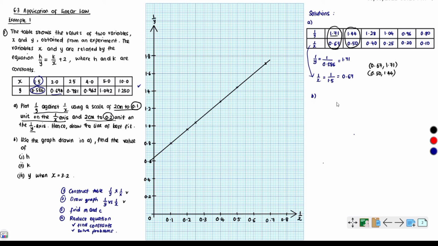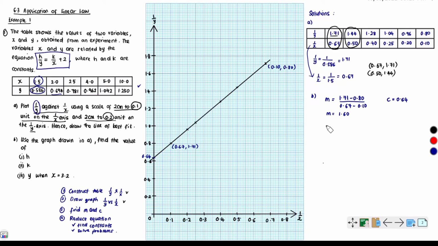So we find the gradient first. Make sure that the coordinates we choose are on the line of best fit. So I choose 0.10, 0.8. Second coordinate is 0.67, 1.71. So we find the gradient. m is equal to 1.71 minus 0.8 over 0.67 minus 0.1. So m is equal to 1.60. C, the y-intercept, we get from the graph. So the value of c is equal to 0.64.